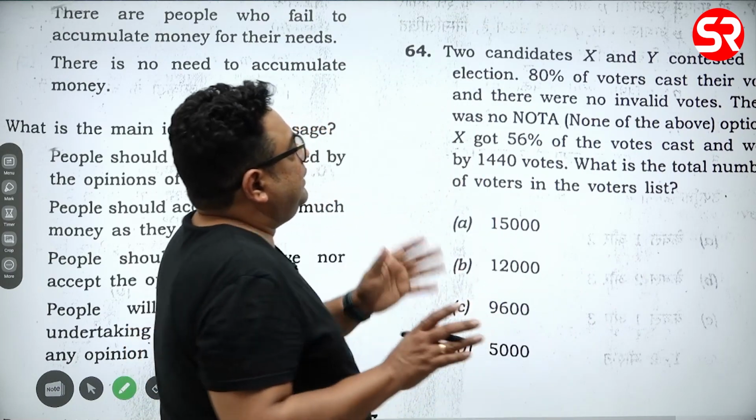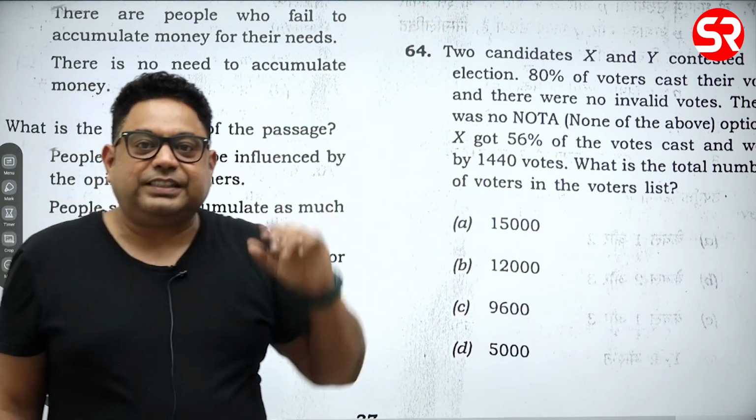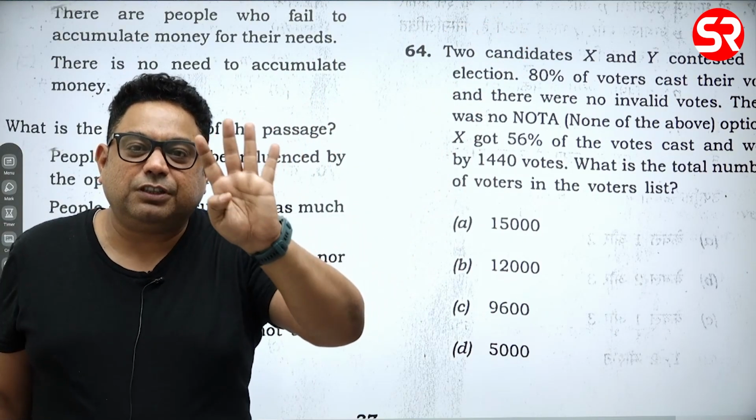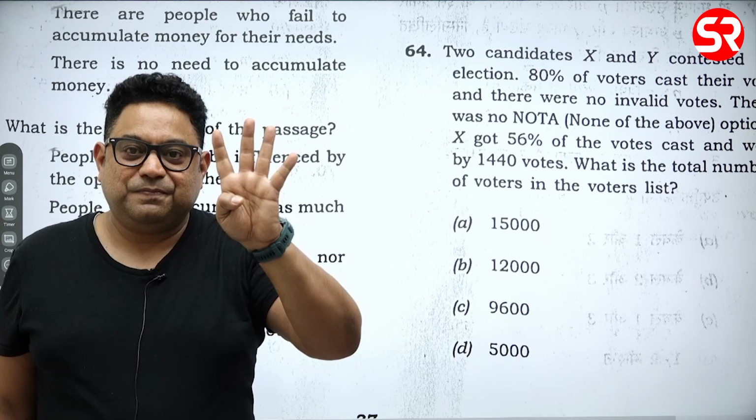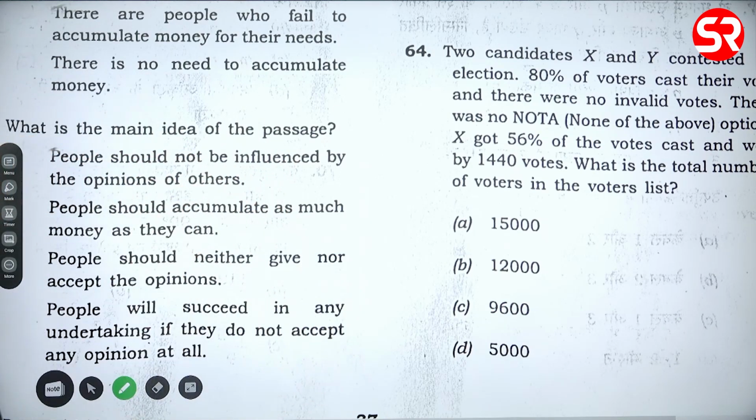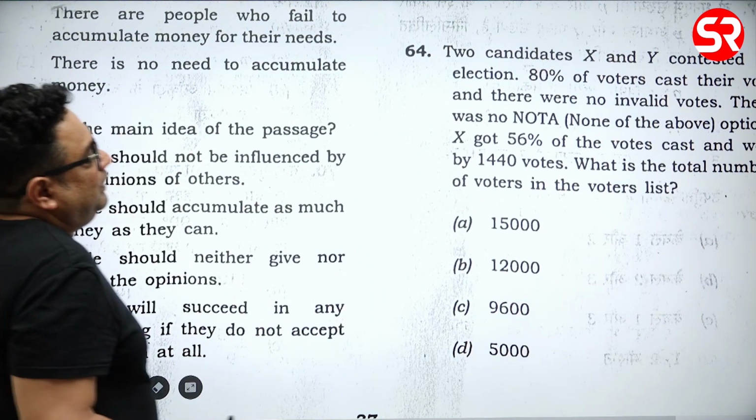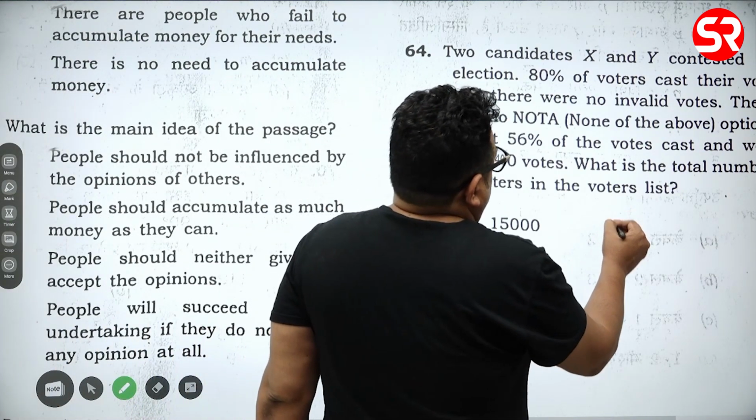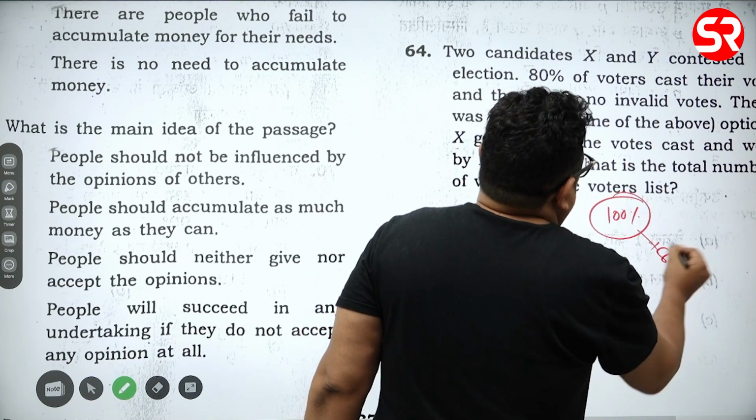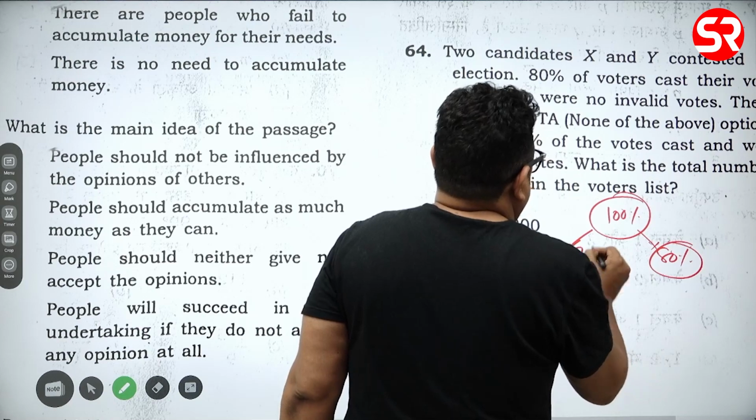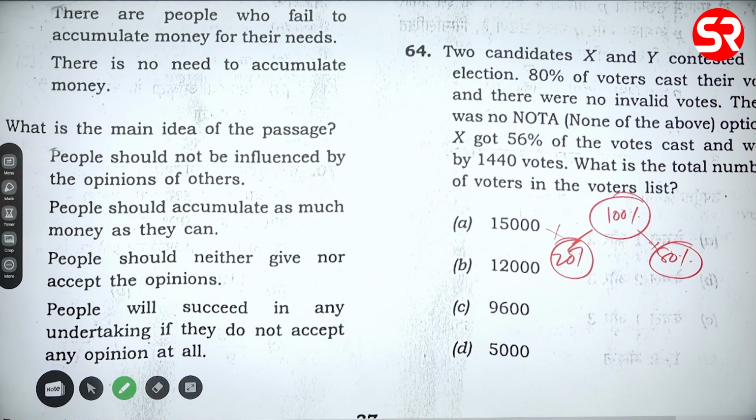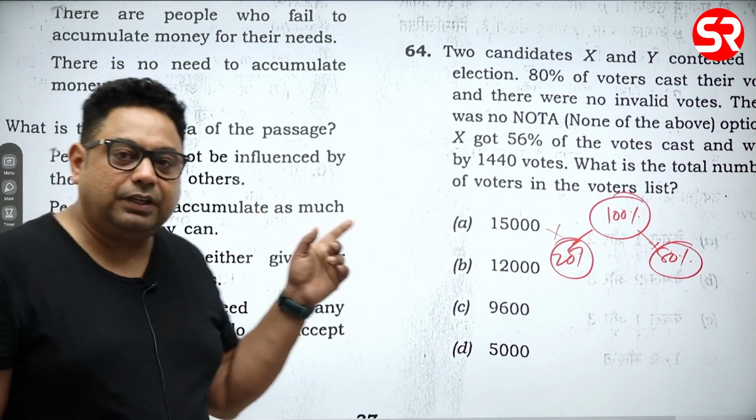Two candidates X and Y. Just go to the percentage chapter, voting questions. We have done 4 voting questions. See, 2 candidates X and Y contested and 80% of the voters cast their vote. So 100% is the total voters. How many cast their vote? 80% cast their vote. 20% did not. And there was no NOTA.